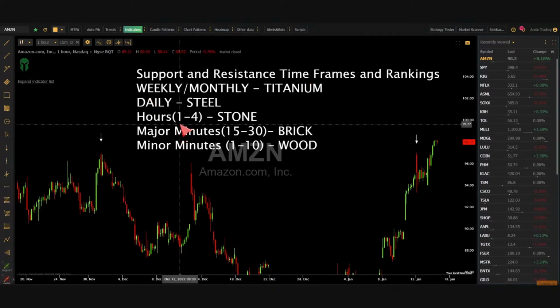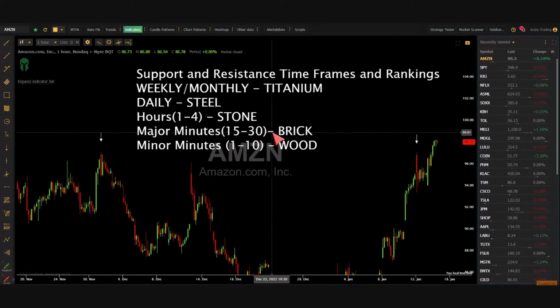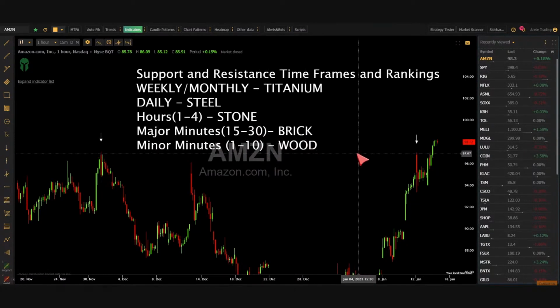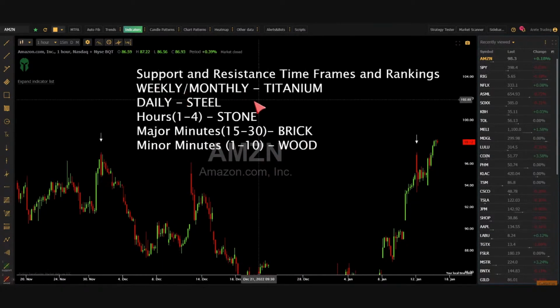Hours, I broke down into 1 to 4, and I would view those as stone. And then you would have scales of the stone based upon 1 through 4. Major minutes are major blocks of minutes starting between 15 to 30. I don't really use 45 or anything like that. If you could put that in there, think of it as brick. Minor minutes you're going to think of as wood. So this is the strength of those levels. And I'm going to give a couple examples of this so that you can see this very clearly.